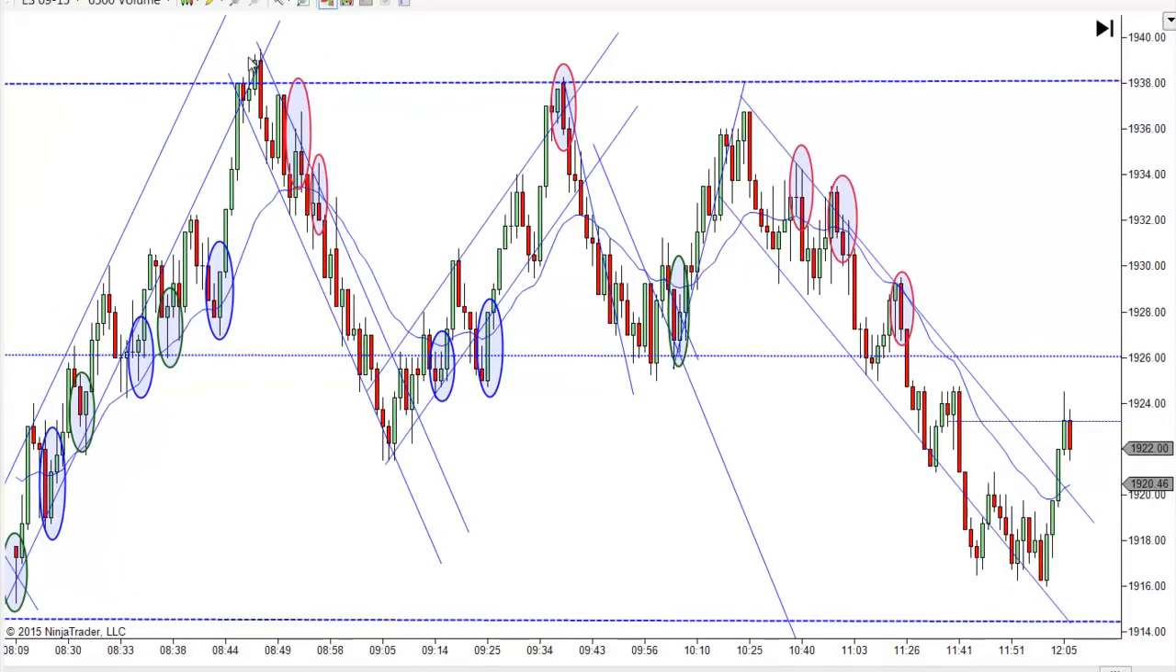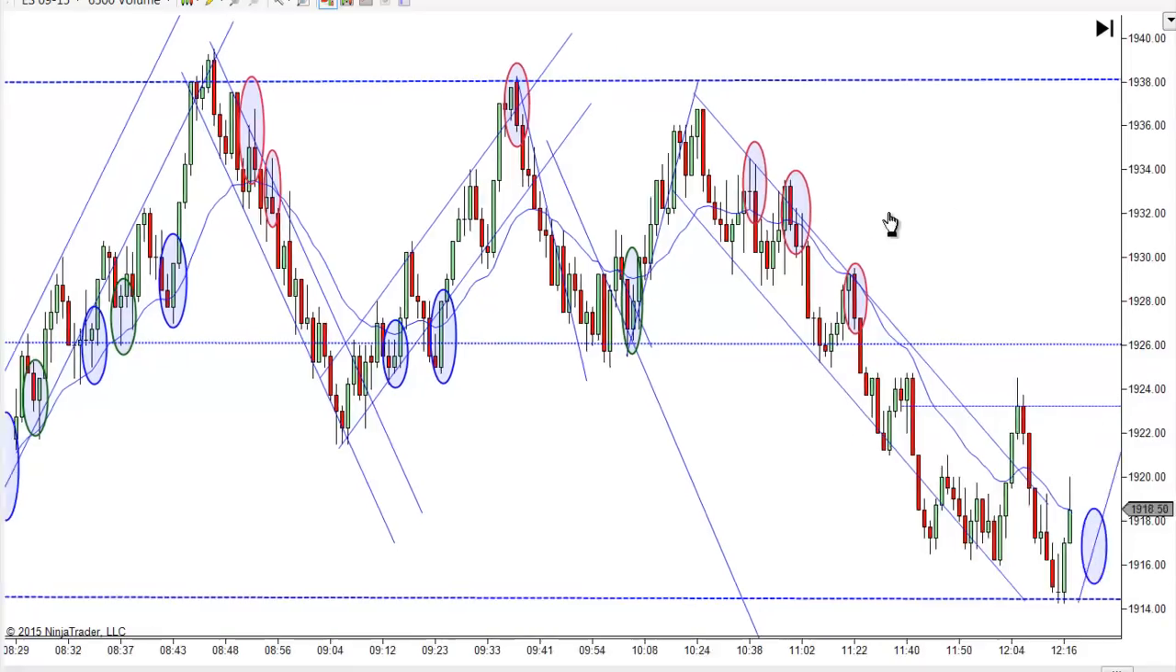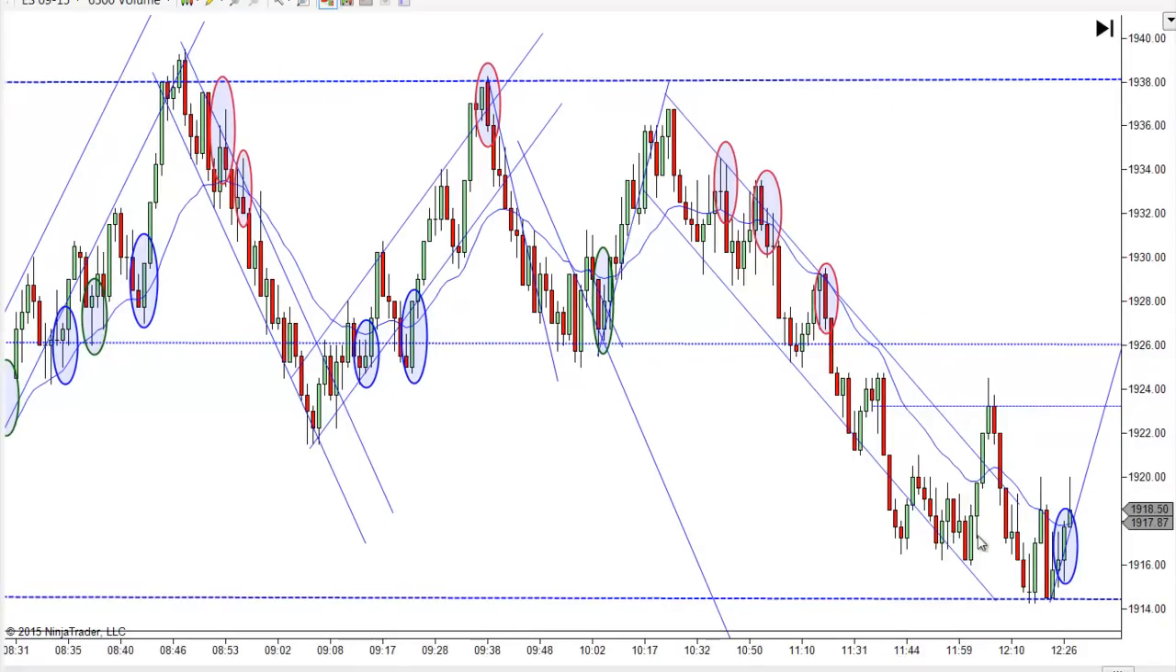Notice how this high, then this one's a little bit lower, then this one's a little bit lower, then this one's lower than that one, then this one's lower than that. You're making lower highs here. This one's lower than that one. That is a good sign that, hey, we're probably headed to the other side of the trading range. And that's why I like that one.